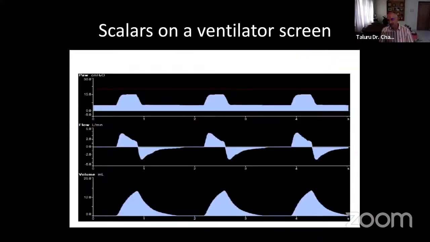So this is how you see on a ventilator. Which is the flow versus time scalar in this? Can anybody type? Which is the flow versus time scalar in this? And which mode is this? What kind of a flow? Is it a square pattern or a decelerating pattern? And what kind of a mode could it be? Can somebody type?